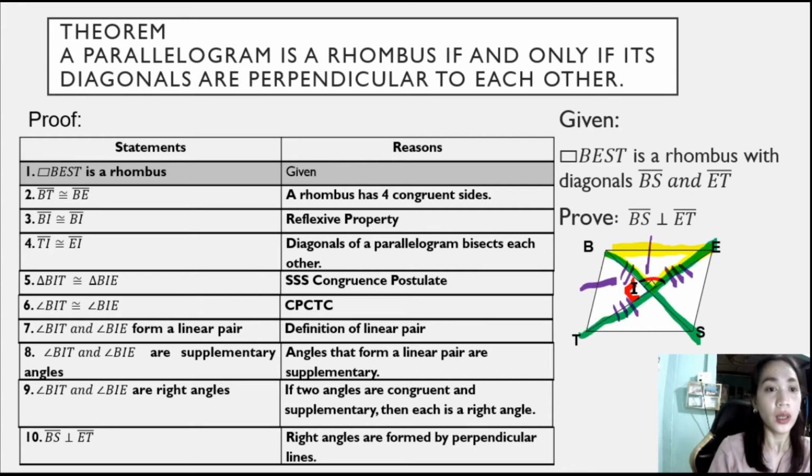Okay? So, napakita na natin that they are perpendicular, or the diagonals of the rhombus are perpendicular. So, pwede na natin masabi that the parallelogram BEST is a rhombus. Okay?